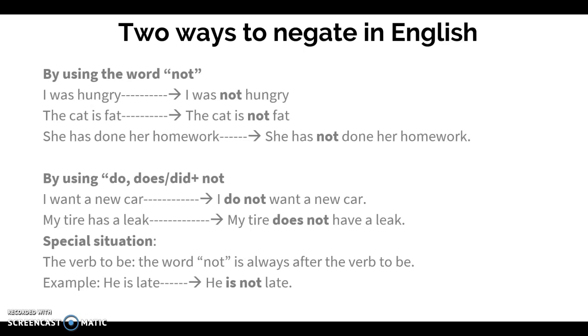By using the word not: I was hungry. I was not hungry. The cat is fat. The cat is not fat. She has done her homework. She has not done her homework. By using do, does, did, plus not: I want a new car. I do not want a new car. My tire has a leak. My tire does not have a leak. Special situations. With the verb to be, the word not is always after the verb to be. He is late. He is not late.